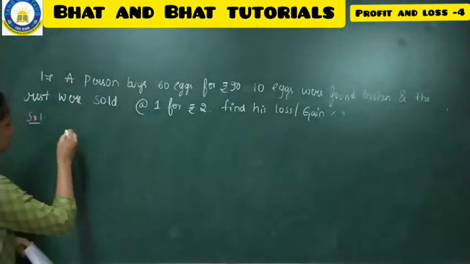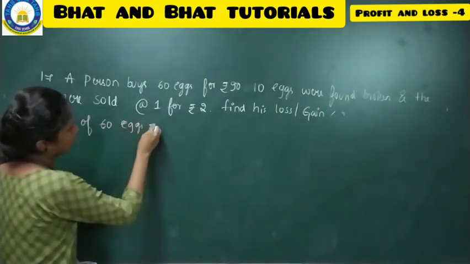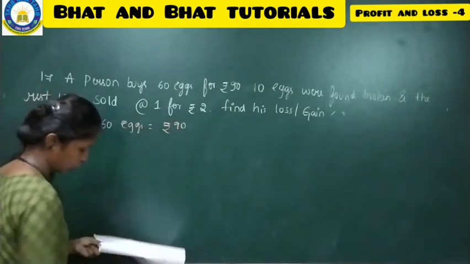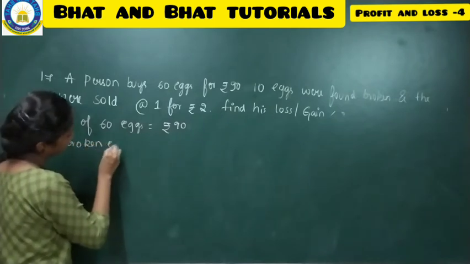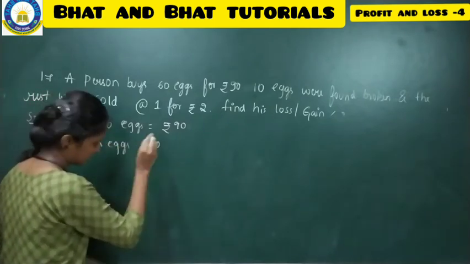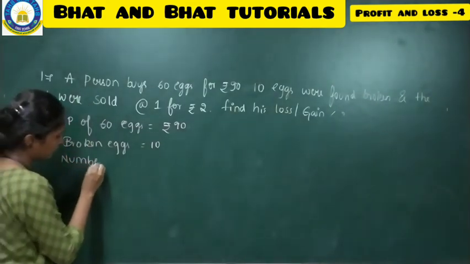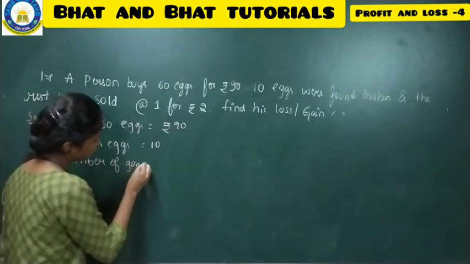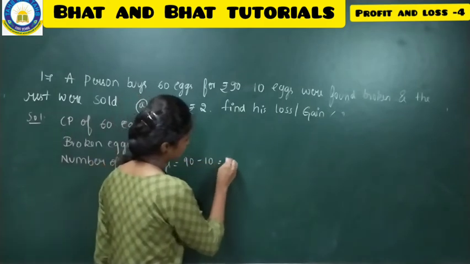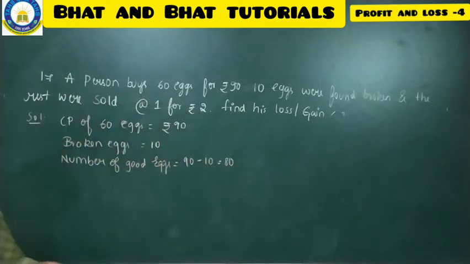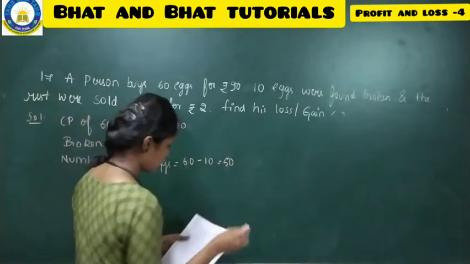So let me go with the solution. CP of 60 eggs is rupees 90. We all know this. And how many eggs were broken? 10 eggs are broken. So how many good eggs is he having? 60 minus 10, so the proper eggs are 50.